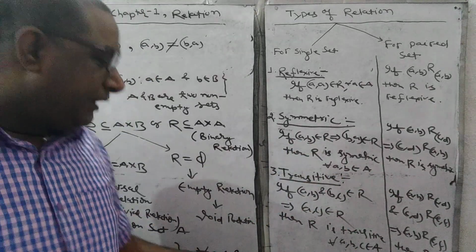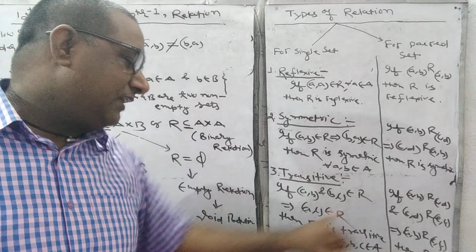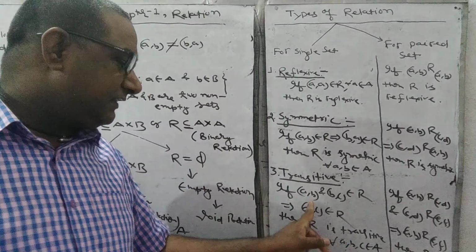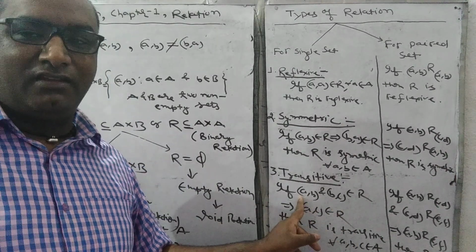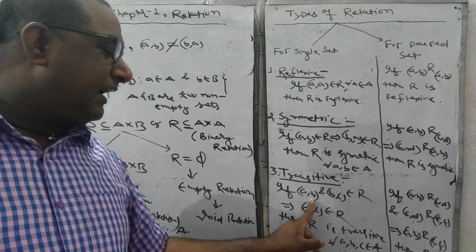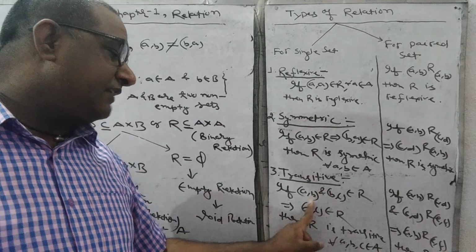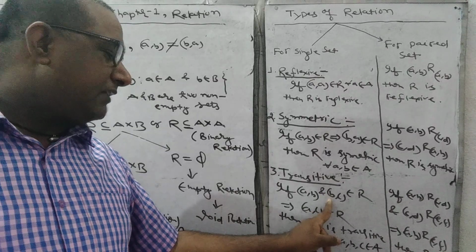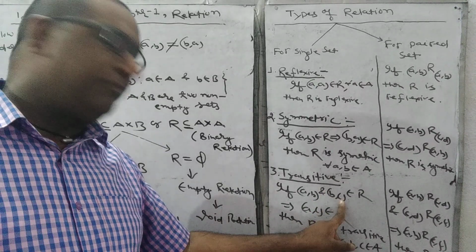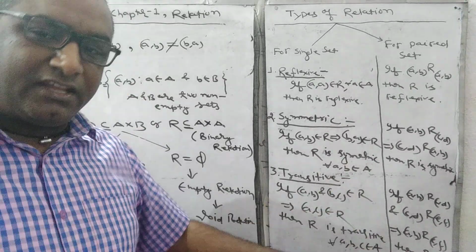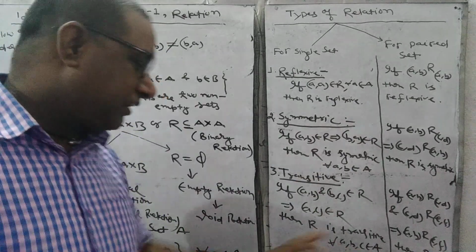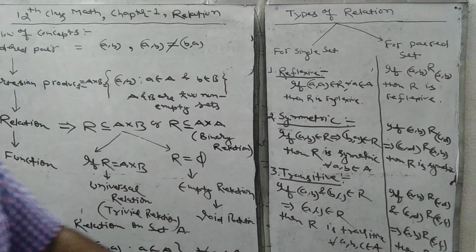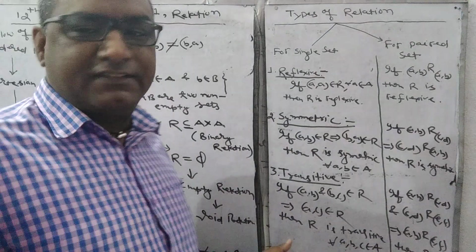And transitive: if (a, b) and (b, c) belong to R, then (a, c) belongs to R. This is called a transitive pair. The first pair ends in b and the second pair starts with b. If two such pairs are there, then we think about the third pair; otherwise not. Okay, so this is the definition for the single set.